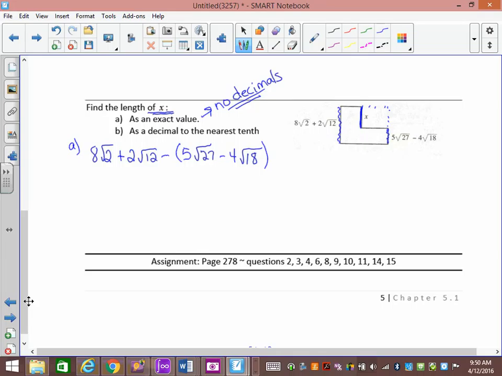8 root 2. I can't reduce root 2, right? I can't take any perfect squares out of it, so it's done. So that one's nice. Root 12, I can break down into 4 and 3, right? The square root of 4 is 2, so it comes out here.